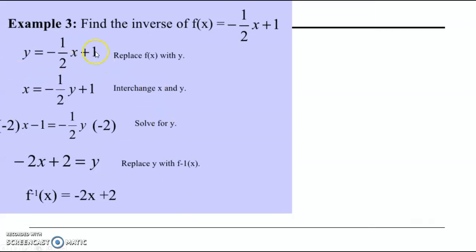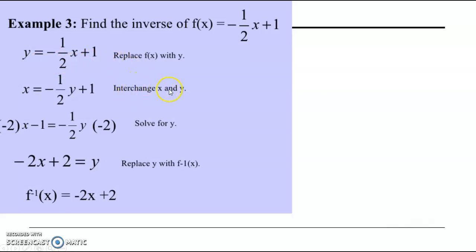So here's an example of how to solve an inverse function. First of all, the question says, find the inverse of f of x equals minus half x plus 1. So let's do the steps. First, replace f of x with y. y equals minus 1 over 2 x plus 1.